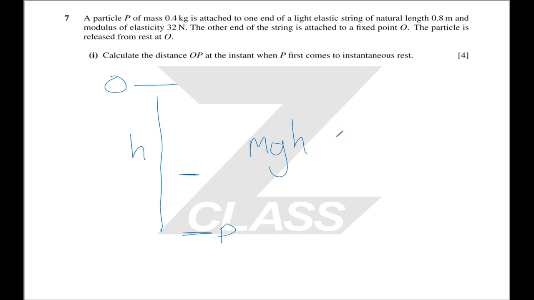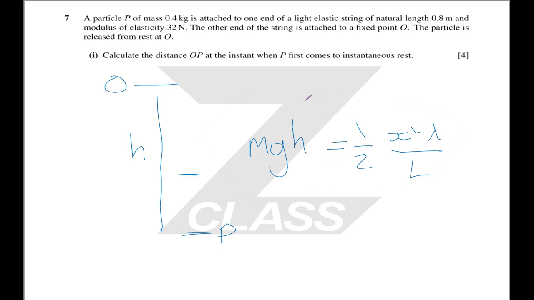And the elastic potential energy you have from your formula, which, depending on your notation, is going to be your modulus of elasticity times the extension over the natural length times a half x squared, I think. Yeah, so it should be half extension squared times modulus of elasticity over the natural length. That sounds about right. So it should be a half x squared, depending on what you want to call it, lambda over L. That's your elastic potential energy.